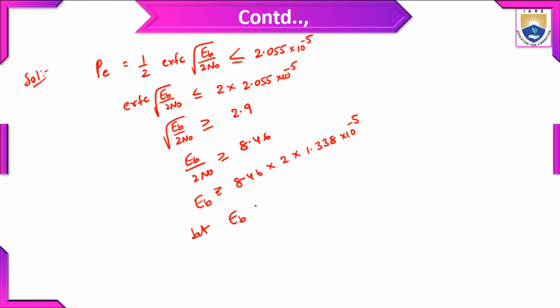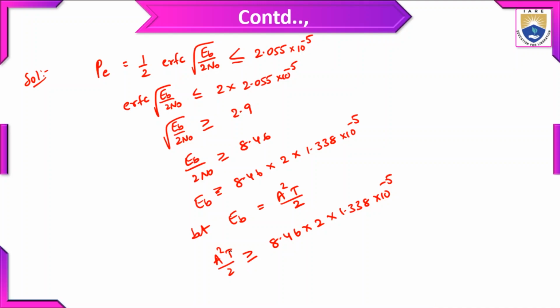Eb, energy per bit, is equal to A square T by 2. This is the relation with the amplitude: energy per bit is related to the amplitude. So A square T by 2 is greater than or equal to 8.46 into 2 into 1.338 into 10 power minus 5.